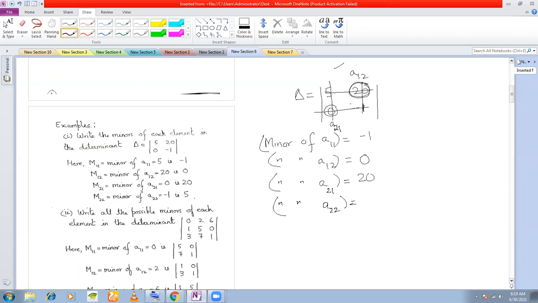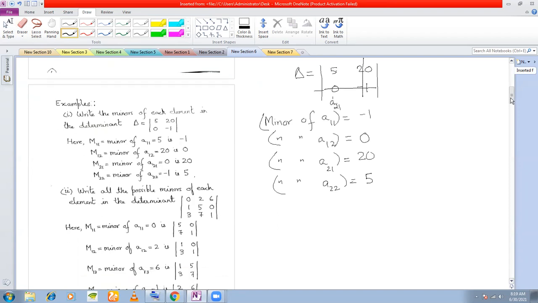See here, I rewrite this: 5, 20, 0, and -1. So -1 belongs to this row, so I will cancel out this row and this column. What am I left with? I'm left with a 5. So this is how you evaluate the minor of a determinant of order 2.